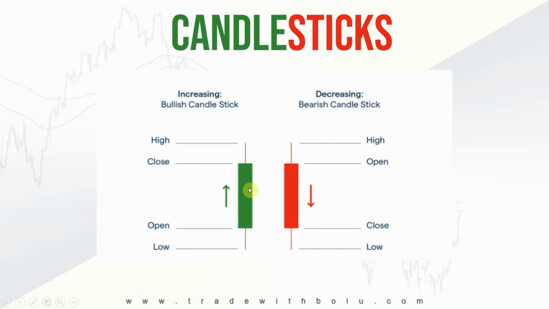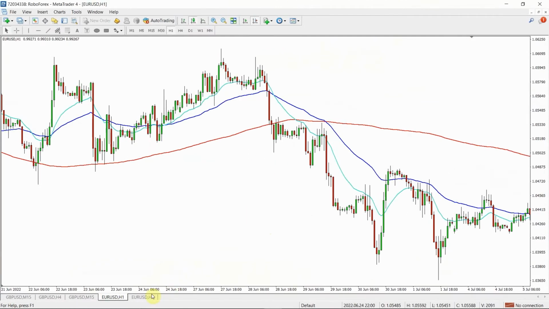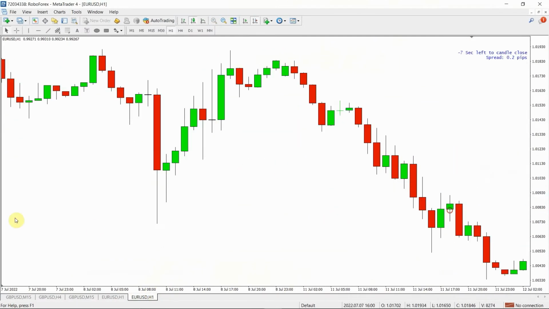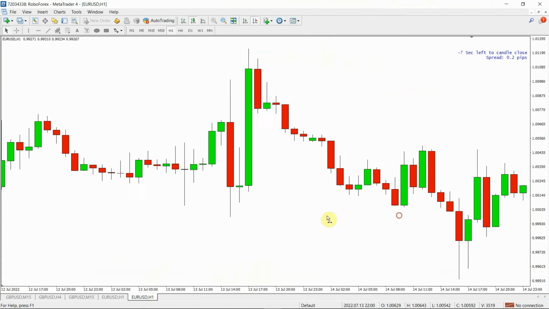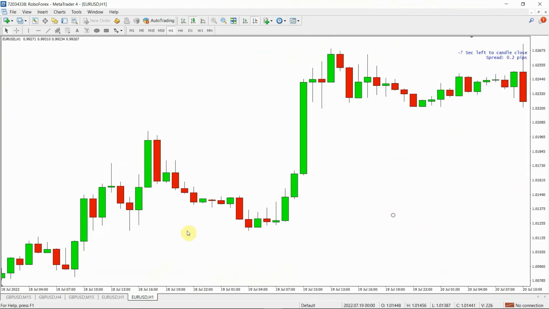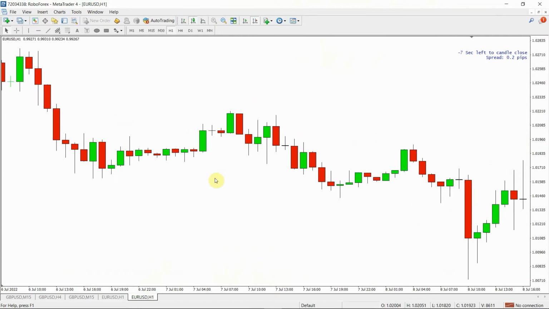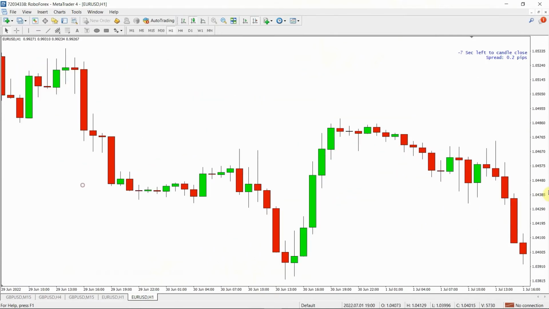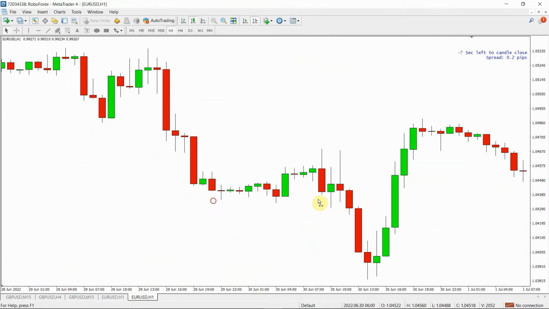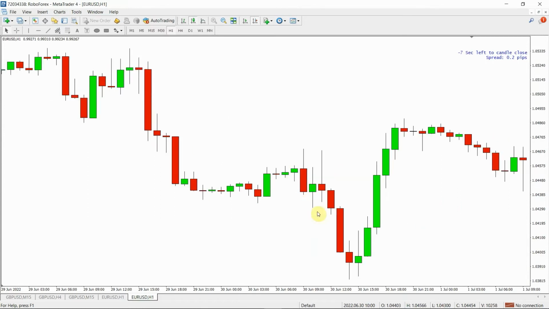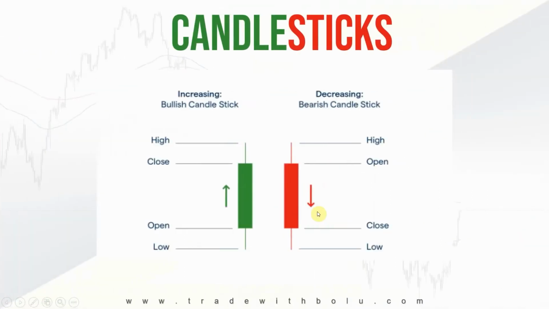So we have the bullish and the bearish candles. Before I explain this, let me just take you to the charts. Let's take a good look at the charts. What do you see here? Just green and red candles. So I'm going to teach you today how to read this, basically how to read each and every one of these candles, and then to understand how they could help you to be profitable on the market.